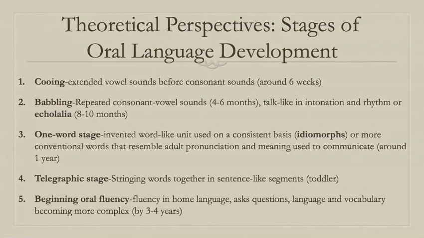But then when those repetitions of consonant and vowels, you can start hearing that they have an intonation or a rhythm that mimics the intonation or the rhythm of a regular adult's speech. Then we're talking about echolalia that occurs between 8 and 10 months. And it's just that same babbling of repeating the vowels and the consonants, but with this intonation and rhythm that mimics the one that adults make when they speak.